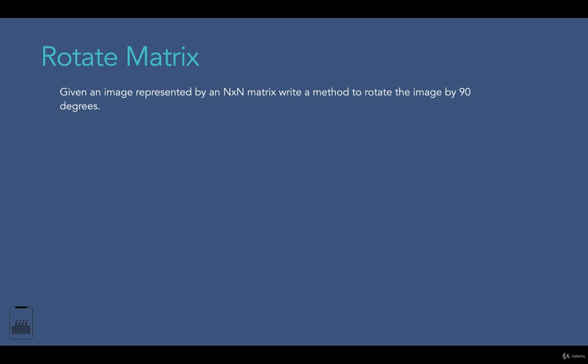Given an image represented by an n by n matrix, write a method to rotate the image by 90 degrees. In this case, let's say we have a matrix like this, so we need to rotate this matrix 90 degrees right. So the question is, how can we rotate this matrix over here? If you rotate this matrix 90 degrees, it will be like this.